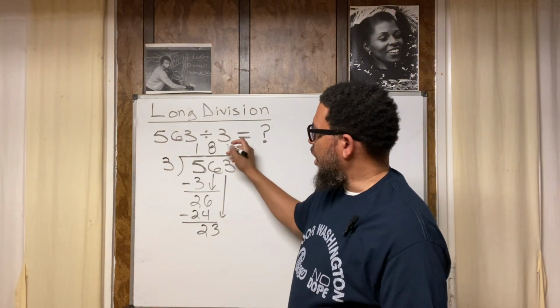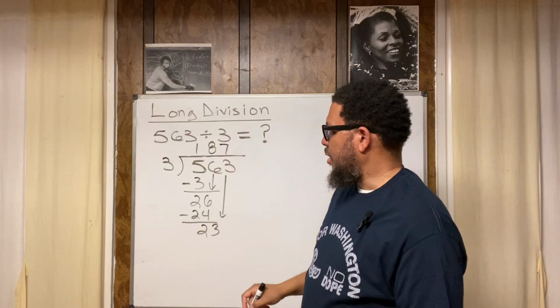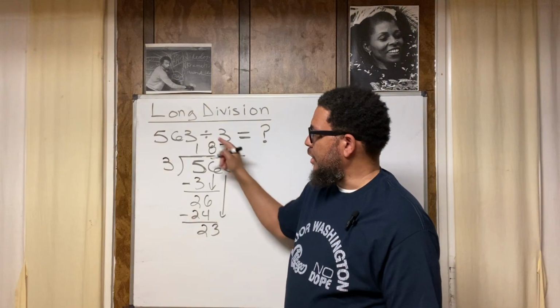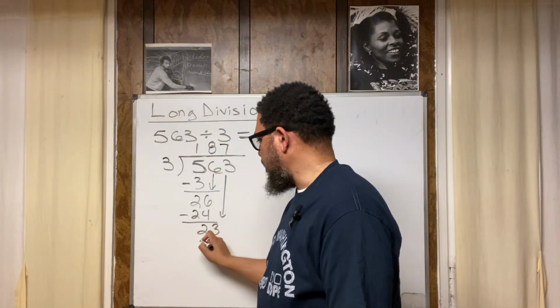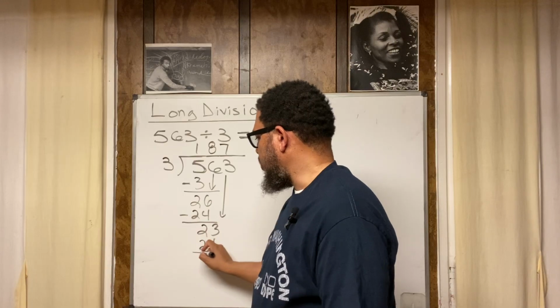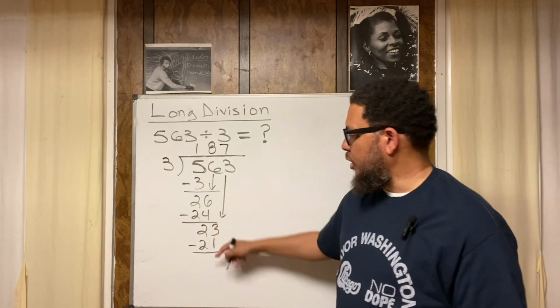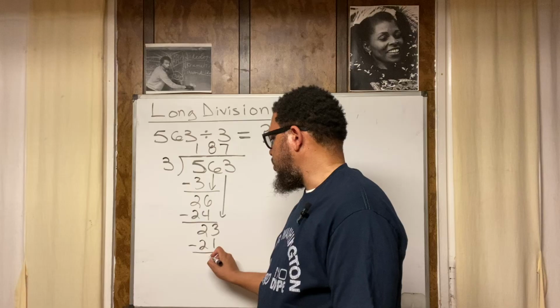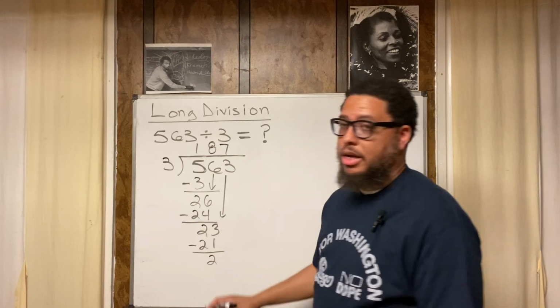Where do I put the 7? I put the 7 right here. All right, put the 7 right there. Now it's time to multiply. 7 times 3, 21. Write the 21 underneath the 23. Draw your line. Subtraction sign. What's 23 take away 21? 2. Right? Now here we got a couple choices.